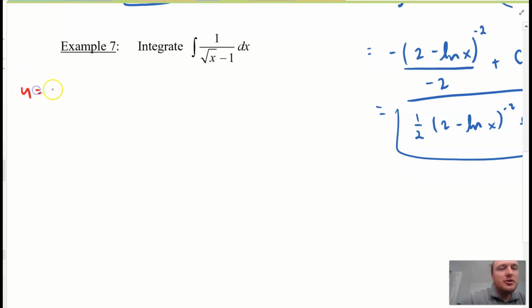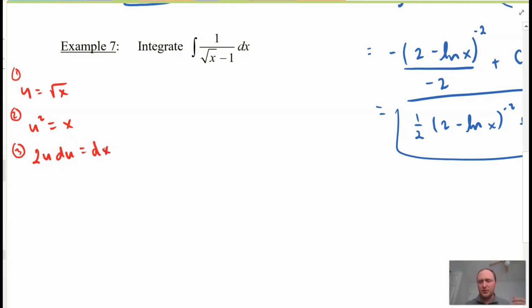I'm going to say let u equal the square root of x. And that's step 1, right? I need to identify the second thing. I need to identify what's x. Well, if u is root x, then u squared is equal to x. And the third thing, what is the derivative of each side? So 2u du is equal to dx. Okay, so those are the three things. Now we're just going to go ahead and plug them in as necessary. I'm going to substitute in u for root x, and then dx, I'm going to substitute that back in.